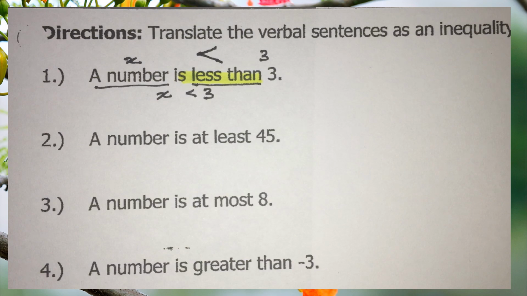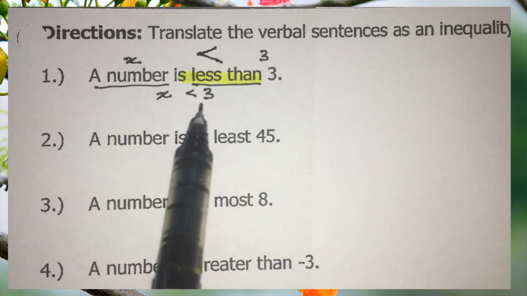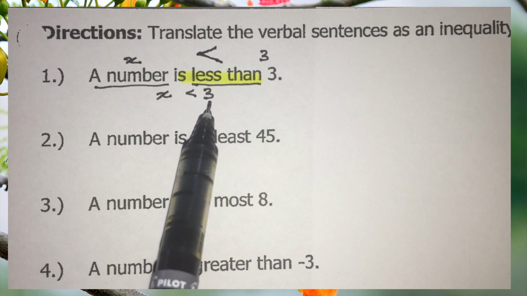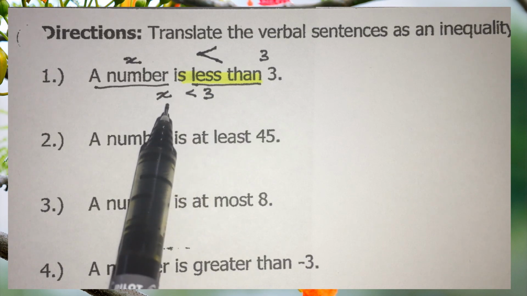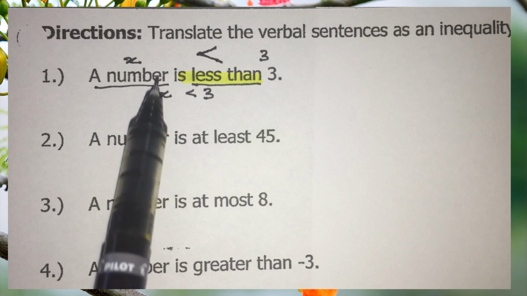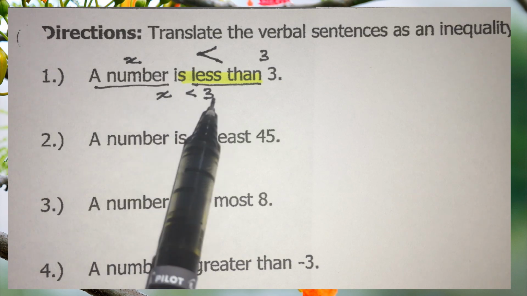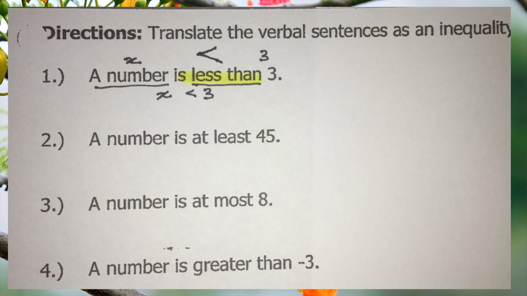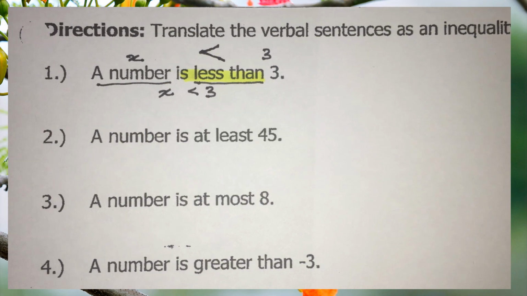You could also read it from the right, meaning starting from the 3. So you could say 3 is greater than x, or you can start reading from the left and say x is less than 3. Either way, you're saying the same thing. So some possible values of x could be 2, because 2 is smaller than 3, could be 1, 0, -1, and so on and so forth.